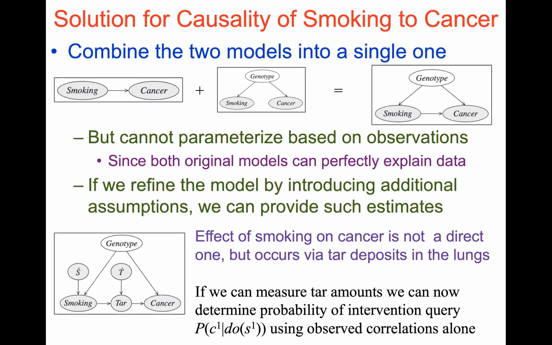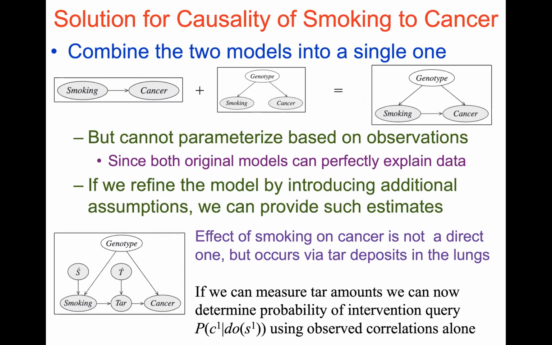Well, a solution was proposed by the people putting forward the idea of Bayesian networks and causal models. Judea Pearl was one of the early people in this area. He suggested combining the two models into a single one. You take smoking causes cancer plus genotype causes smoking and cancer to give another network: genotype causes smoking, genotype causes cancer, and smoking causes cancer. If you take this network, you cannot parameterize it based on observations. You can't give all the CPDs based on the data, since both original models can perfectly explain the data. And we don't know the genotype anyhow.